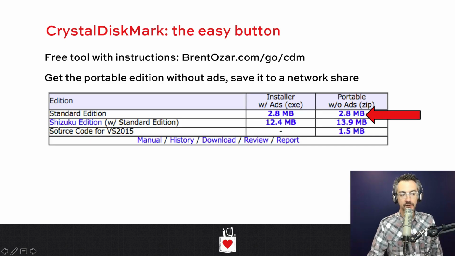There's also, if you want the Shizuku edition, it has anime characters on it. So if you're into manga, that's kind of cool too, I guess. I like manga, but the thing is that's going to end up in your screenshot, so it's going to look kind of goofy. So what I'm going to do is go grab the portable edition without ads.